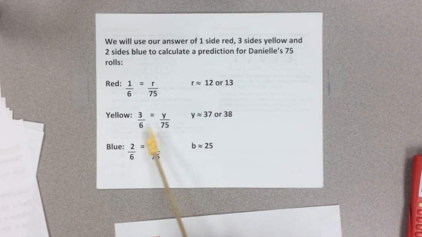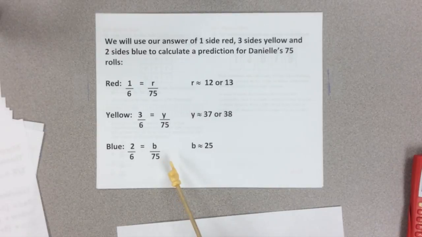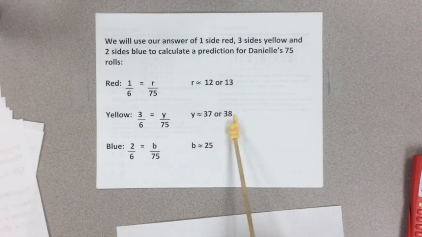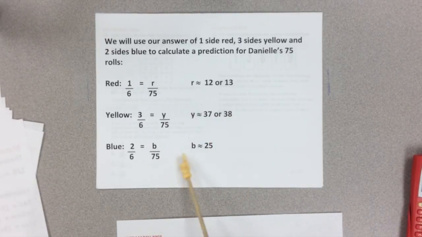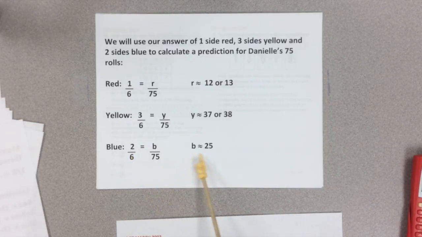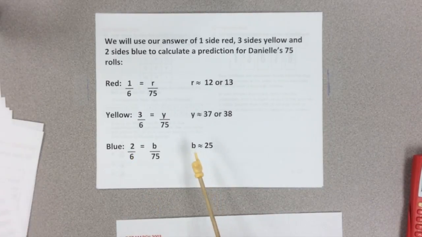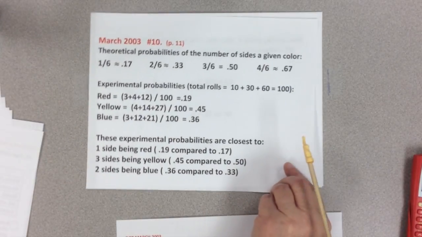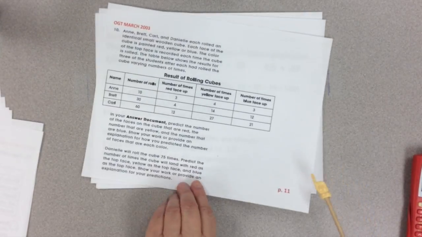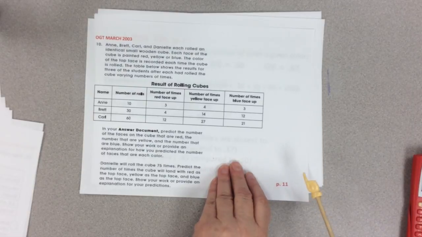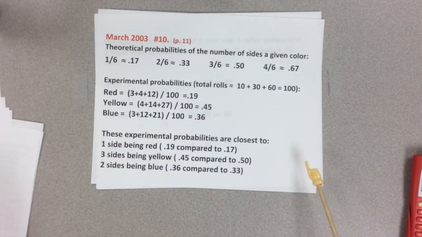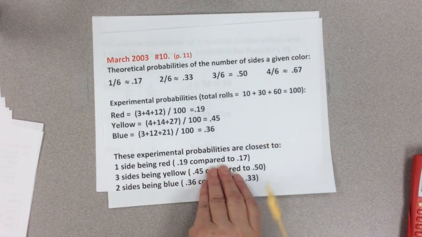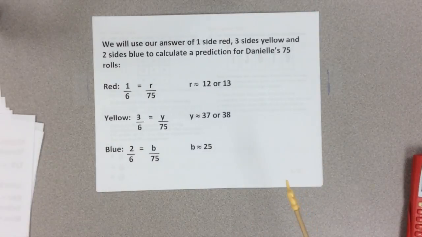And again, the yellows didn't work out perfect either. It was 37 and a half, which means 37 or 38 would be yellow. This one did work out, to be about 25 times we would expect blue. So this was a very, very complicated question, but it was, I believe, worth 4 points. So if we do the math, and it's all about winners, etc.